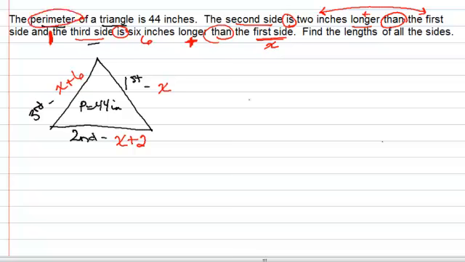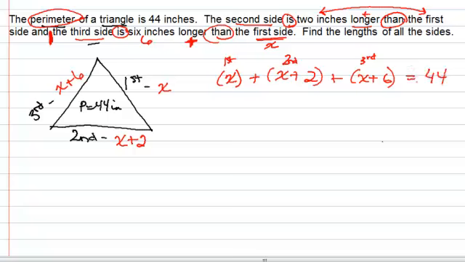So when it's perimeter, we know that all we have to do is add up all the sides. So we've got x as the first side, plus x plus 2 is the second side, plus x plus 6 is the third side. And we know that the perimeter is 44 inches. Now, once we've got that written, it's just a matter of solving this thing. So now we're going to combine like terms. Remember, we're adding, so we can just literally drop those parentheses. The only reason we had them was to show the first, second, third, to make sure those were easy to see.